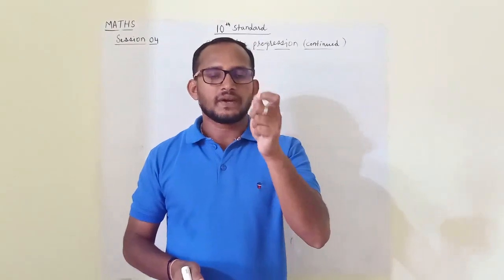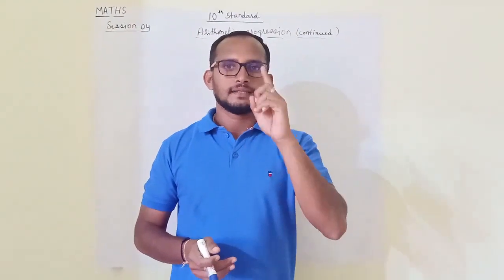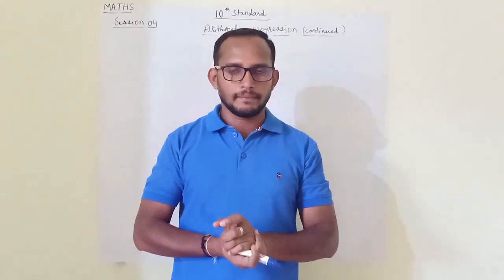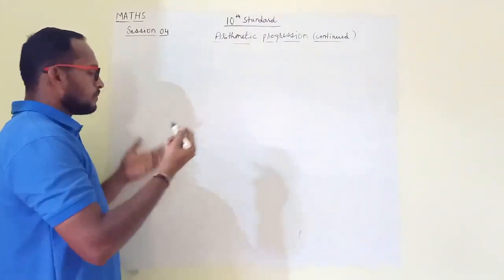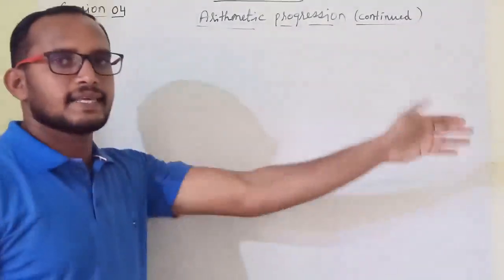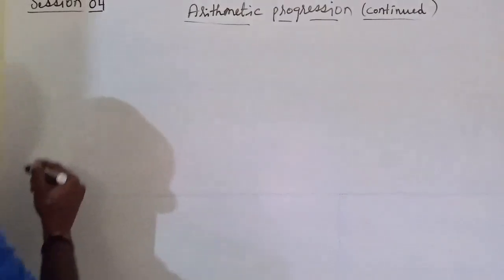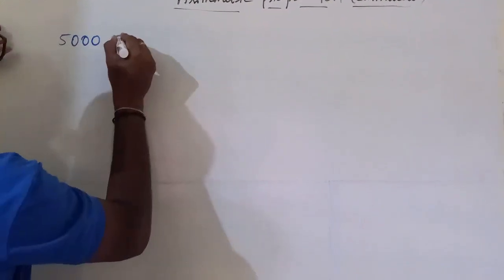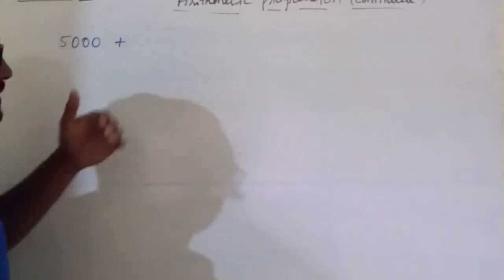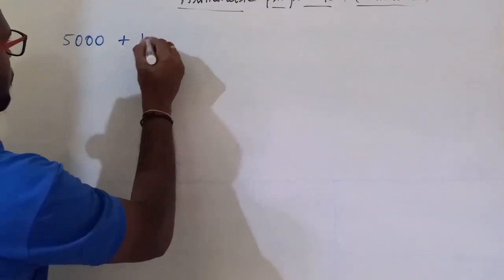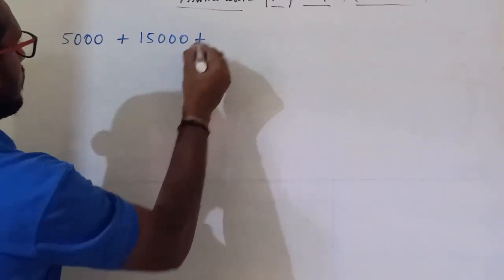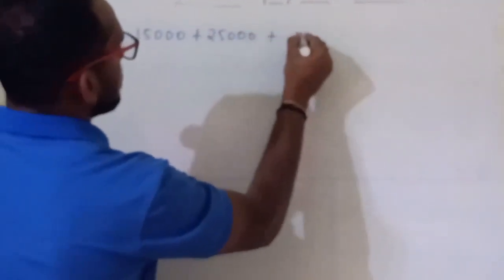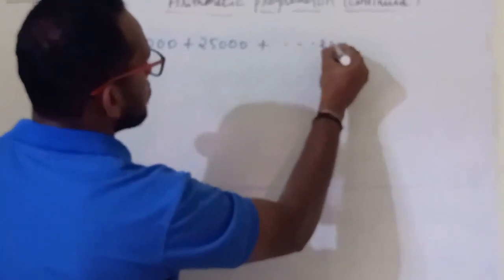Now let us find a solution for the problem which I generated at the beginning of the session, the problem of the man. When you break that problem into a sequence, it is going to look like this. For the first year, he is going to save 5,000 rupees. In the second year, because 10,000 is added more, it becomes 15,000. In the third year, it will be 25,000. It can continue like this for 24 years.